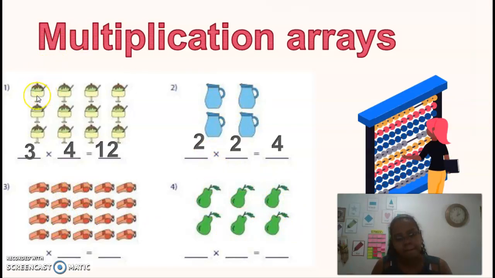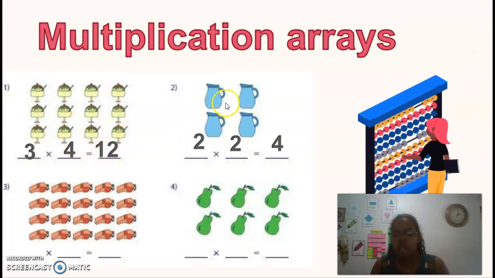So, for example, here we have 3 rows, 1, 2, 3, and we have 4 cups of ice cream in each row. 1, 2, 3, 4. So we have 1, 2, 3, 4, 5, 6, 7, 8, 9, 10, 11, 12. 3 times 4 is equal to 12.